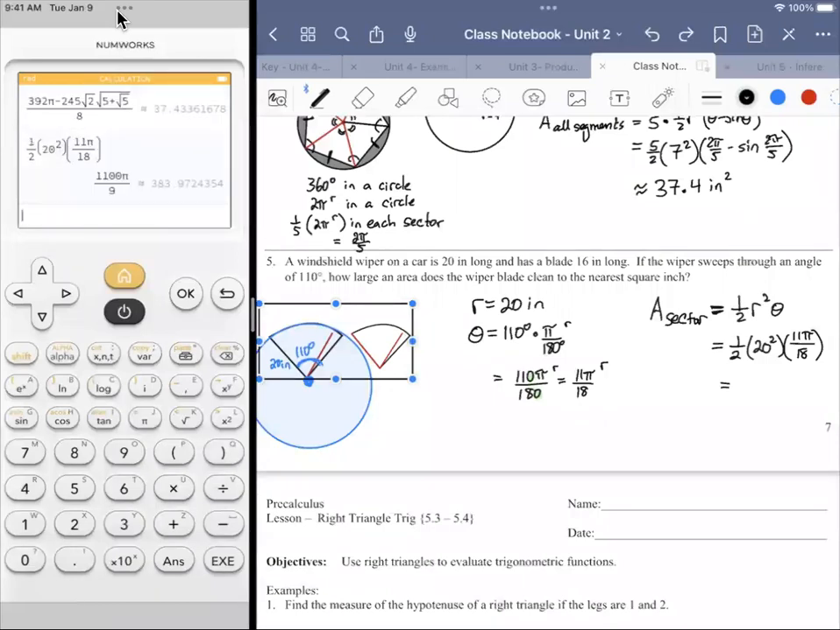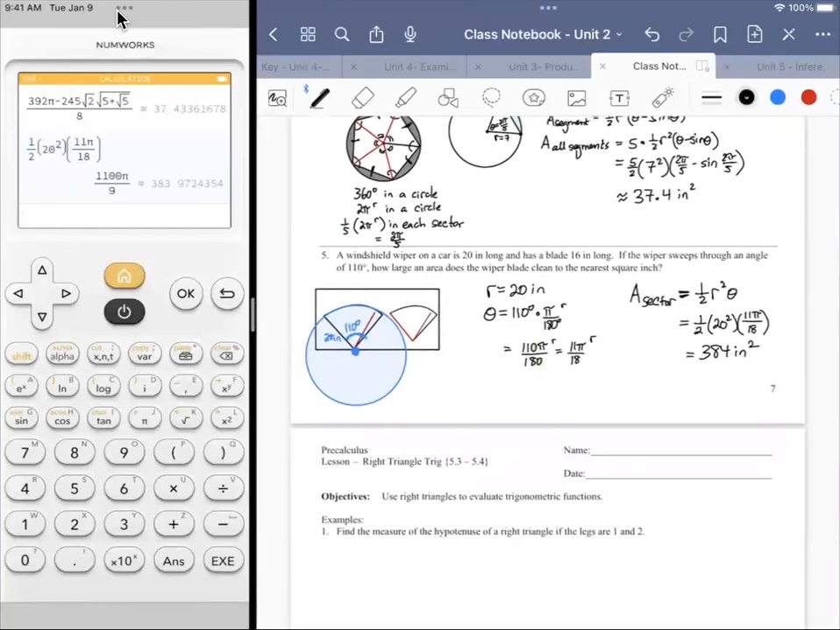All right. So it puts it in simplest fraction form, which is great. We don't need it. 383.97. They said to the nearest square inch, so that's going to be 384 inches squared. So we didn't have to go to decimal point on that, which is good.